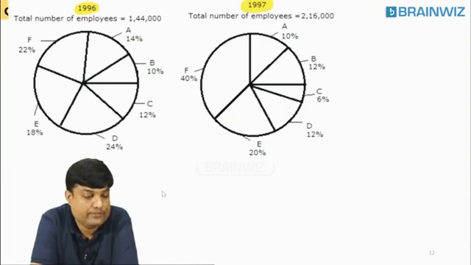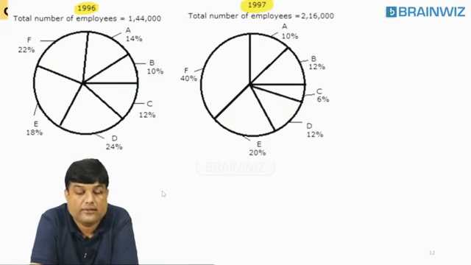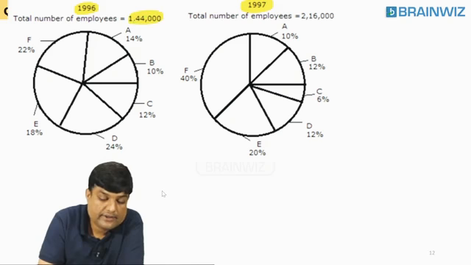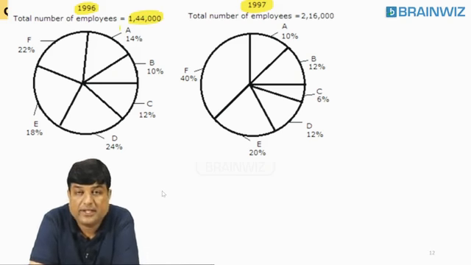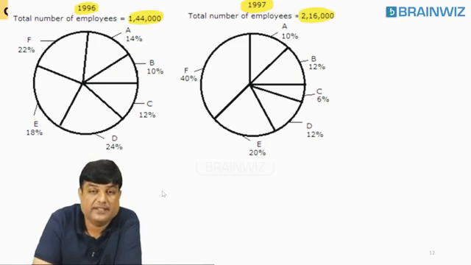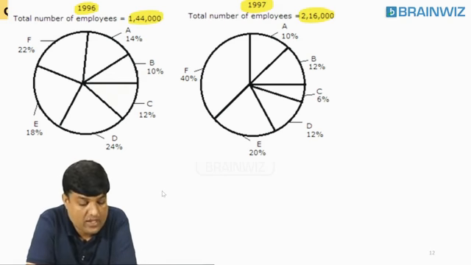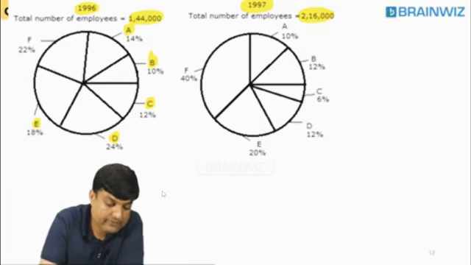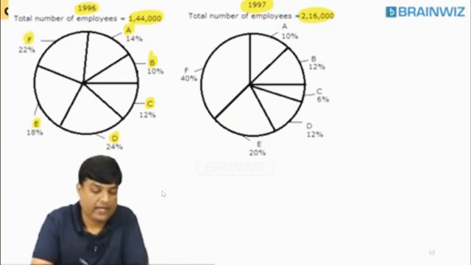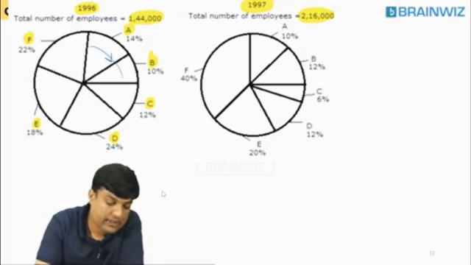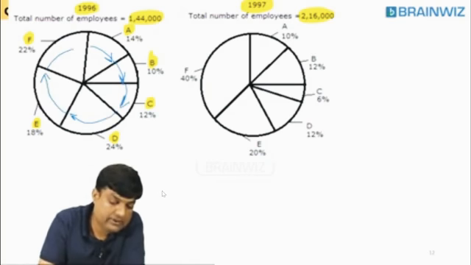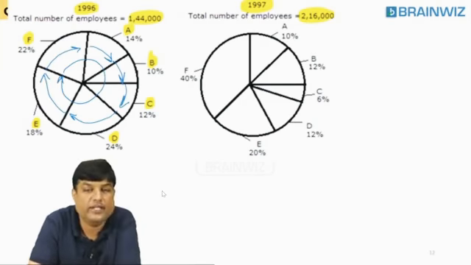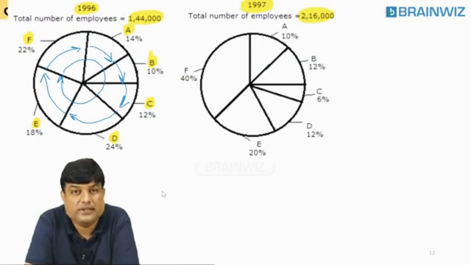Are you understanding, everybody? In the 1996 pie chart, we have 1,44,000 employees. And the 1997 pie chart represents more employees this time, 2,16,000. The names are not given. Instead, code words are given to you: A, B, C, D, E, F. Here A is 14%, then 10%, then 12%, then 24%, then 18%, then 22%. When you add all these, it will be equal to 100%.